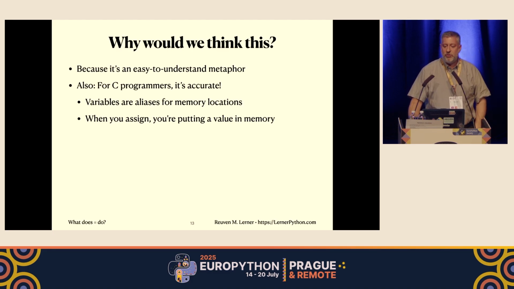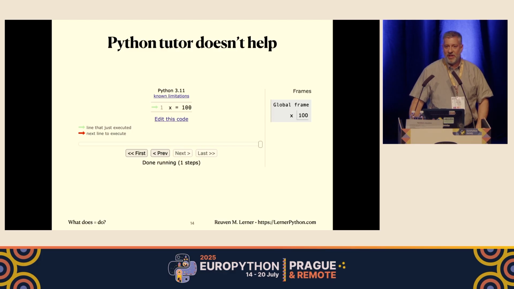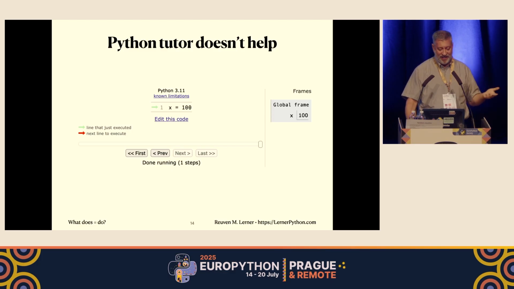Now, I'm a huge, huge fan of the Python tutor site, pythontutor.com. It is amazing, and it visualizes Python code. I use this in my courses all the time. The problem is that the Python tutor, by default, also encourages people to have this mental model. Because if I say x equals 100, you can see here on the right, it says x and 100 right next to it.